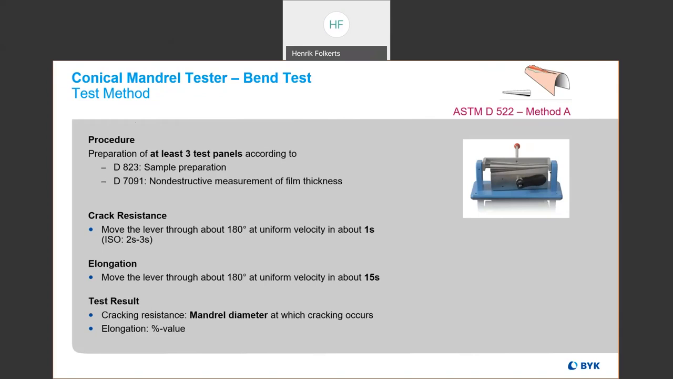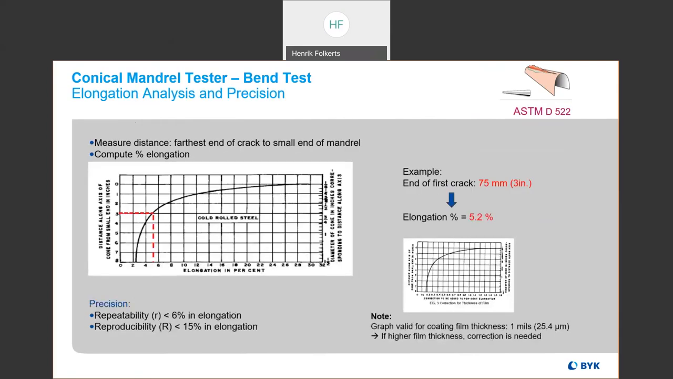How is the percent value evaluated? For the percent value of the elongation, the distance needs to be measured. That means the distance of the farthest end of the crack to the small end of the mandrel. Based on the calculated distance, the percent elongation can be computed by using this data table. This table can only be found in the ASTM D522 standard.